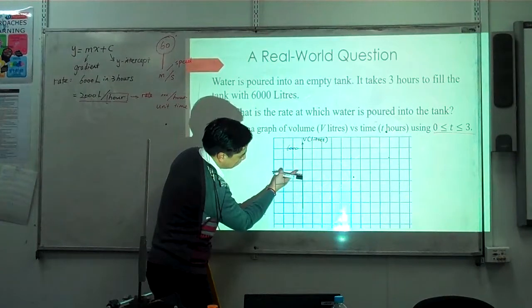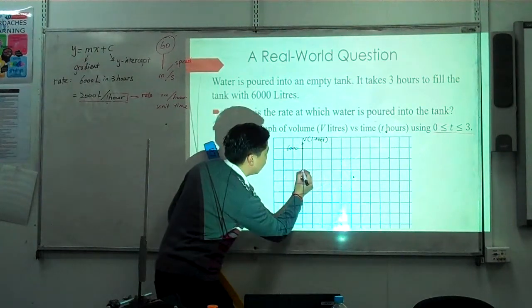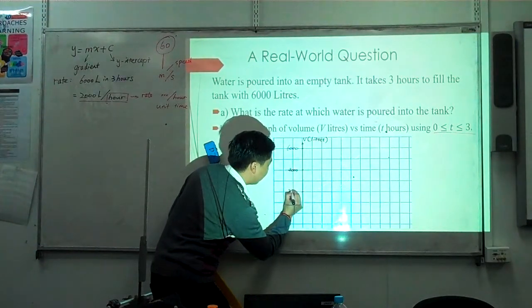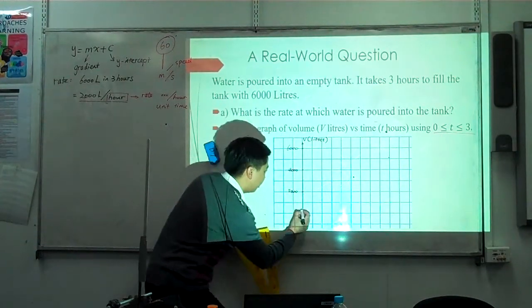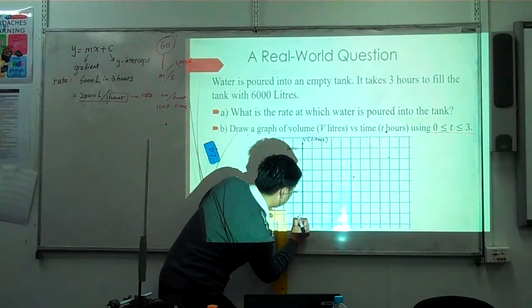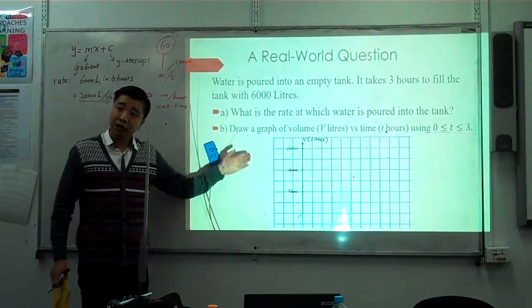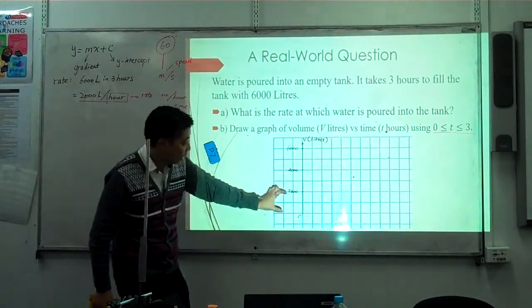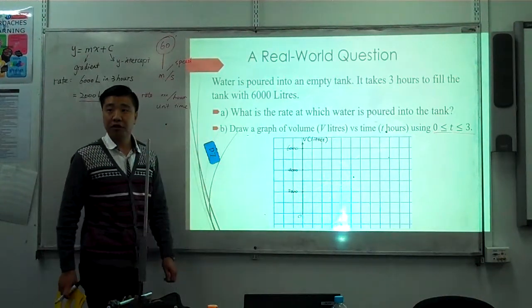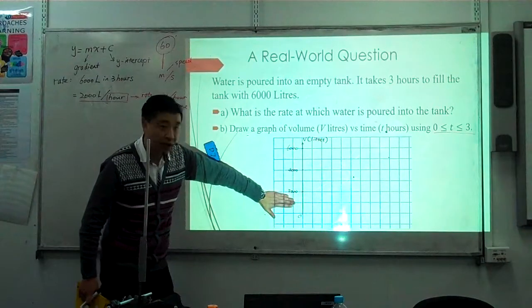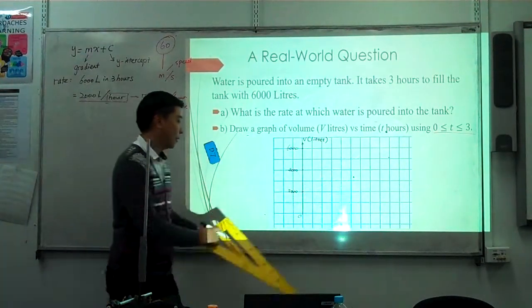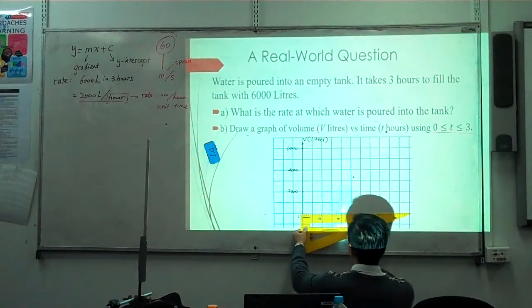So okay, that's fine. So I can do 4,000 here, 2,000 here, and then no, it's not enough. Okay, it's my 0. Now after you set up this axis, you have to make sure each gap has the same amount of scales. So that is 2000, 2000, 2000, so that's correct. Okay? Alright, now let's draw this x-axis.